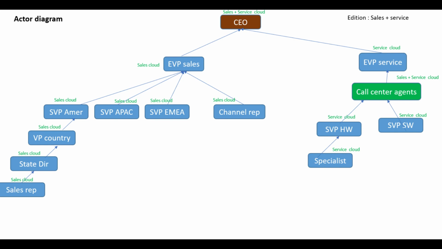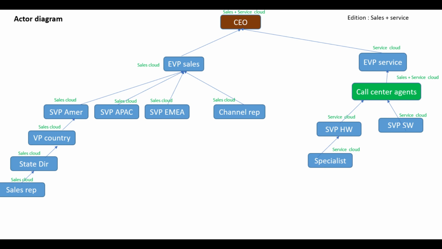And the same thing we can see on the right side, which is on the service side. So we have the EVP of service, and then we have put the call center agents immediately under him. That's because of the requirement that the call center agents need full access to all the records within the system. So that's why we have created them. So we had an option to give view all, modify all access to these call center agents, but that's kind of playing with fire.